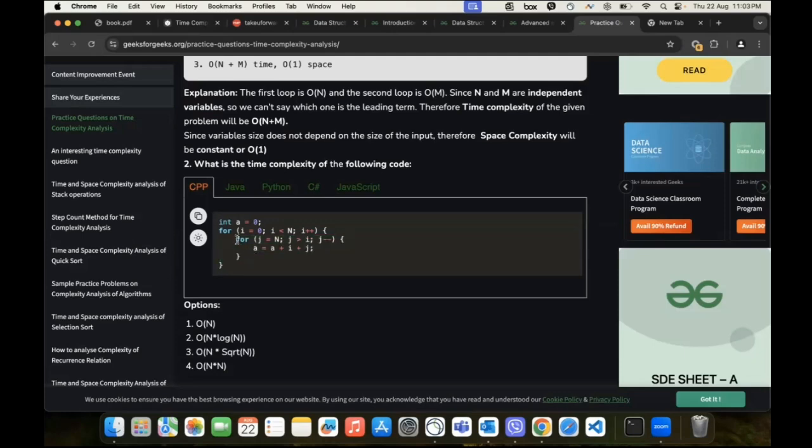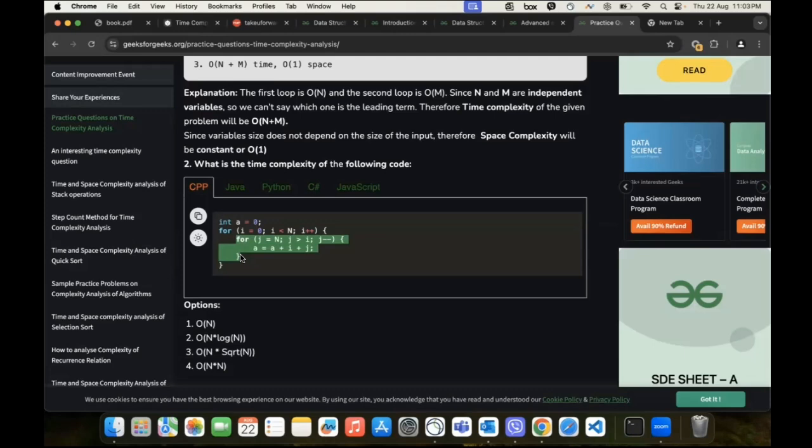So first time it will be n, then n minus 1, then n minus 2, n minus 3, till 1. If you sum all of these, 1 plus 2 plus 3 dot dot dot till n, then what will be the summation of this? Log n? No, 1 plus 2 plus 3, all integers till n.